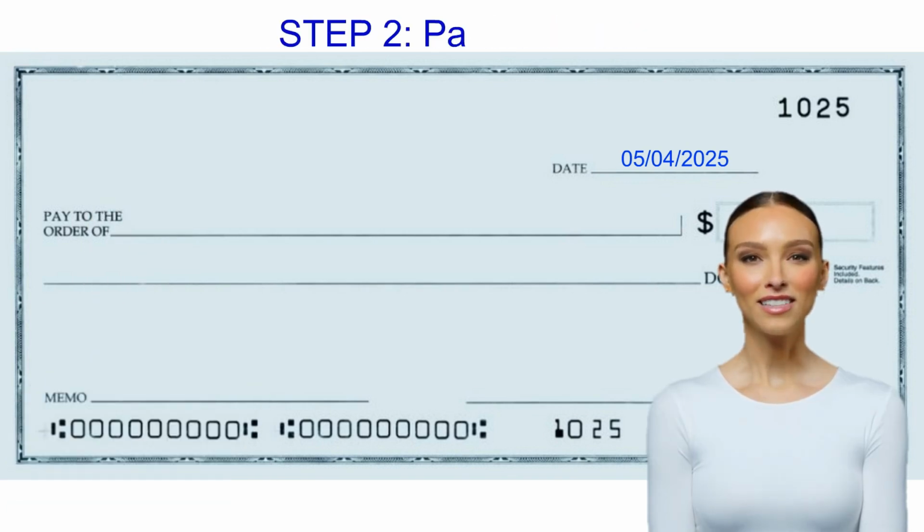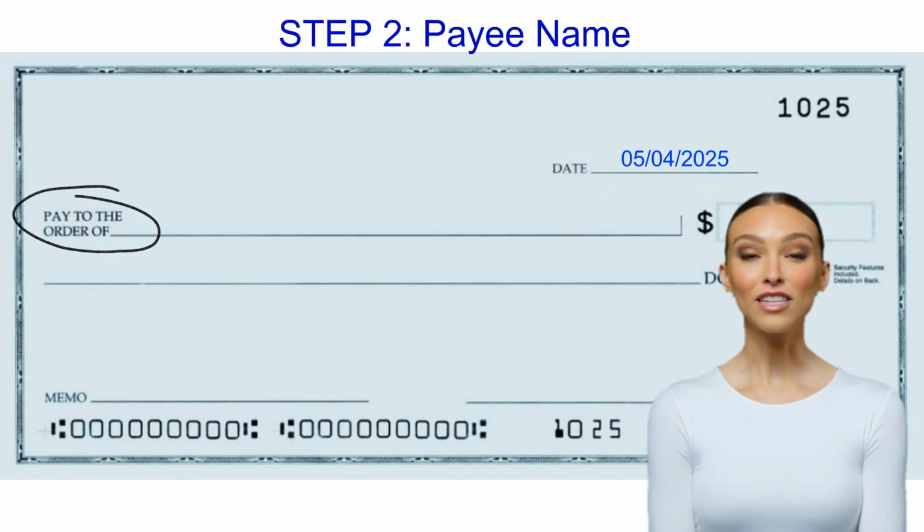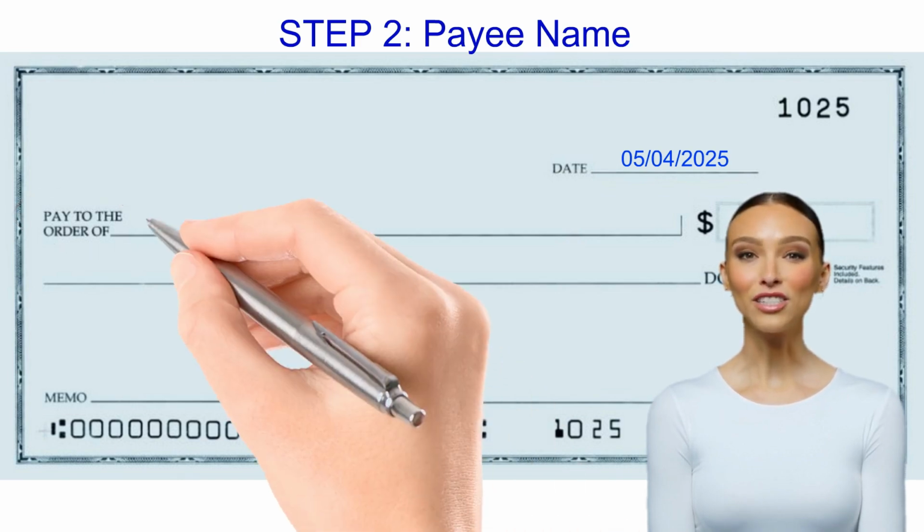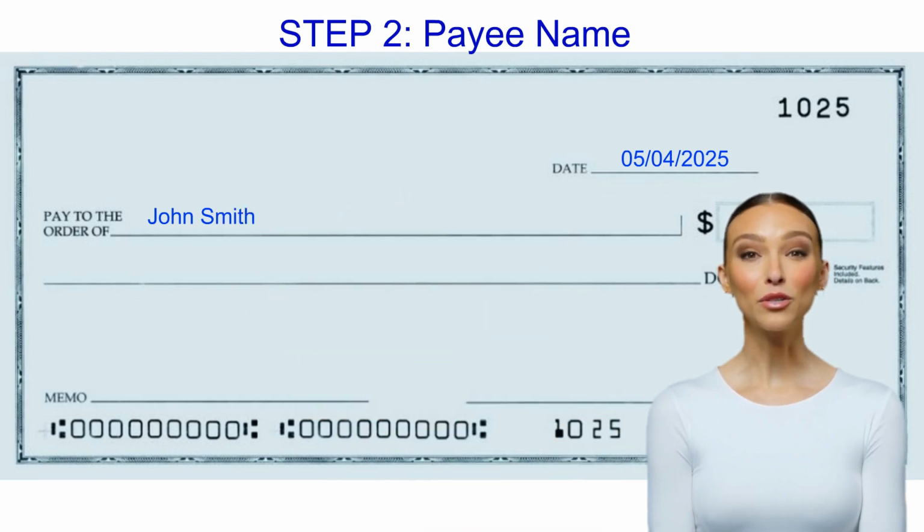Next, look for the line that says pay to the order of. This is where you write the name of the person or the business you're paying. Let's say you're giving this check to John Smith. You'd write John Smith right there on that line. Always use their full legal name, no nicknames, so the bank doesn't have any issues cashing or depositing the check. If you're wondering how to fill out a check properly, getting the payee name right is a must.